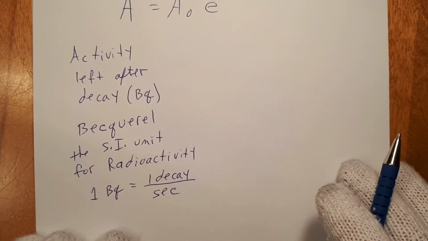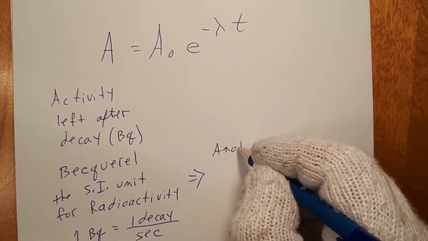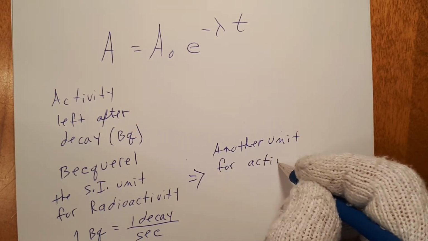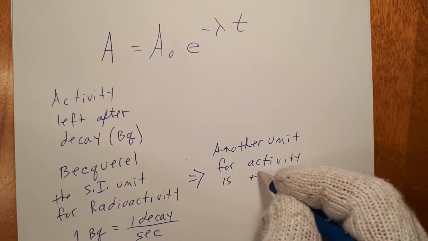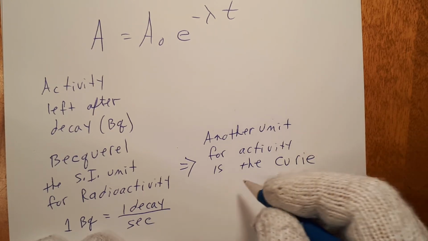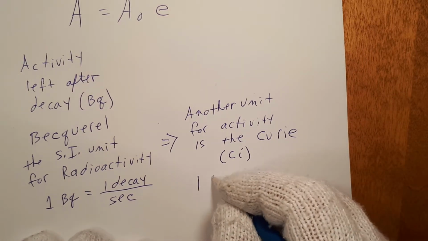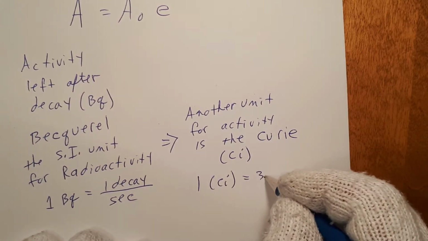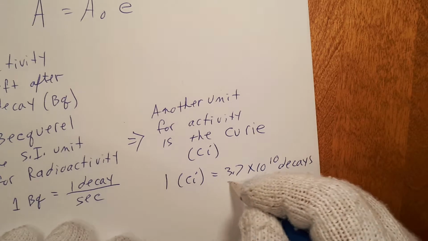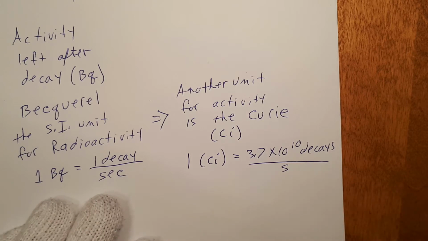There is another unit that is used for activity. And that is the Curie. The Curie, and it has the letters CI. 1 Curie is equal to 3.7 times 10 to the power of 10 decays per second. There is a relationship between these two, and here it is.